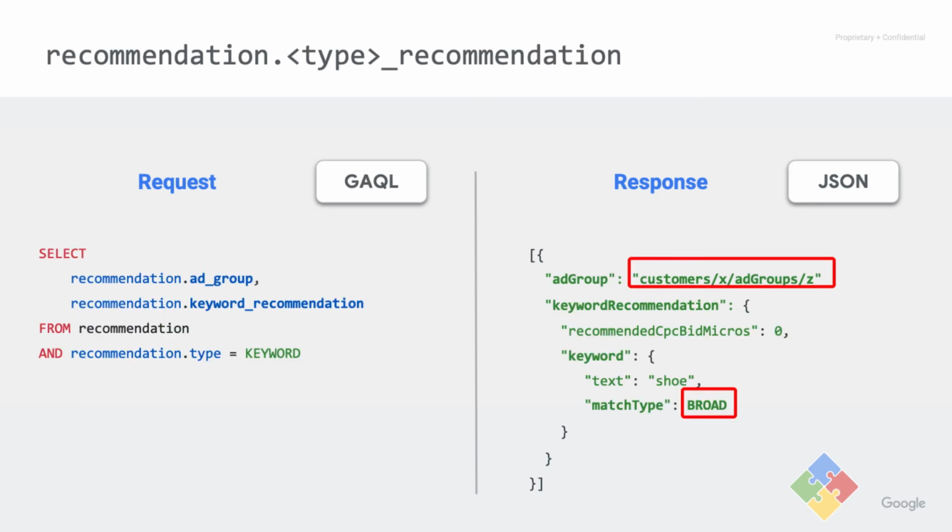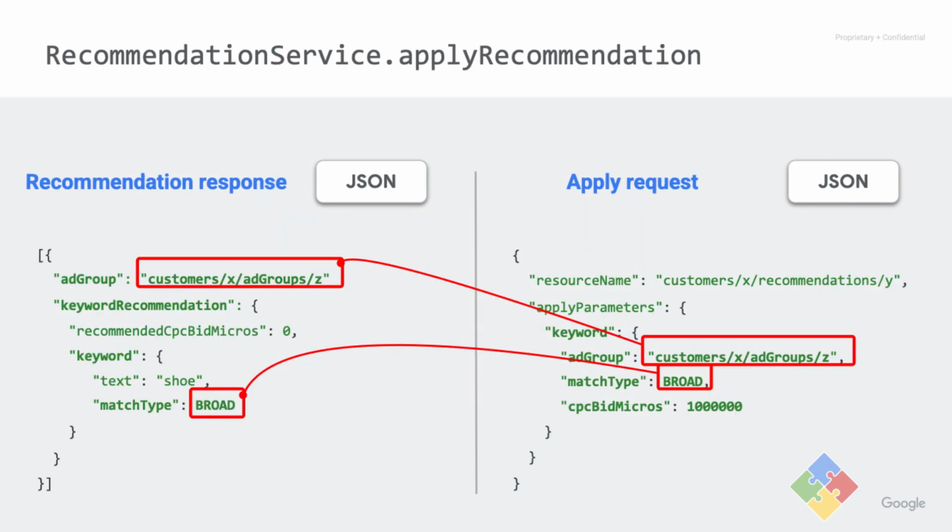Apply parameters can be set based on values that are retrieved in recommendations. If we come back to our example, we could easily retrieve the AdGroup and match type values associated with the recommendation and reuse them to set apply parameters.